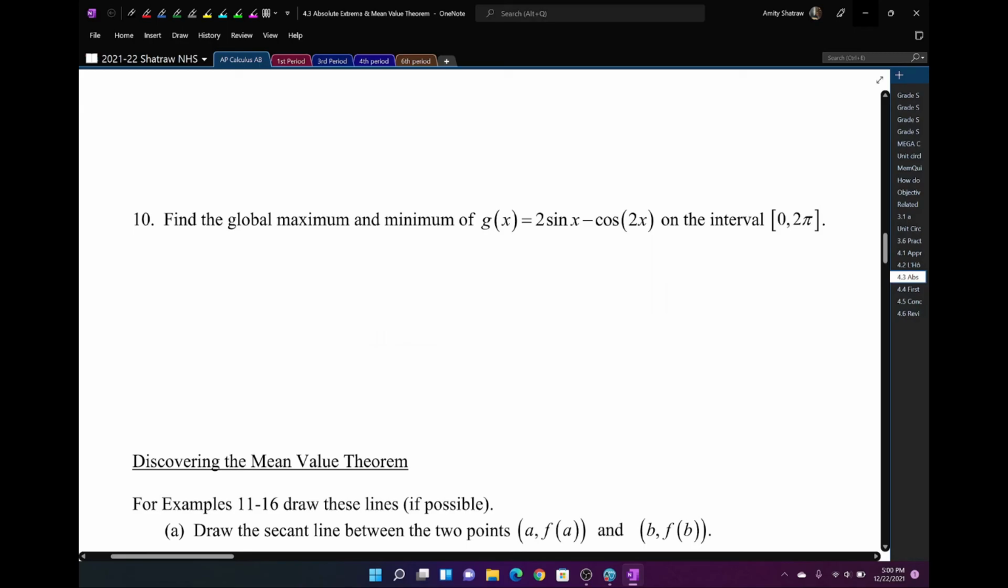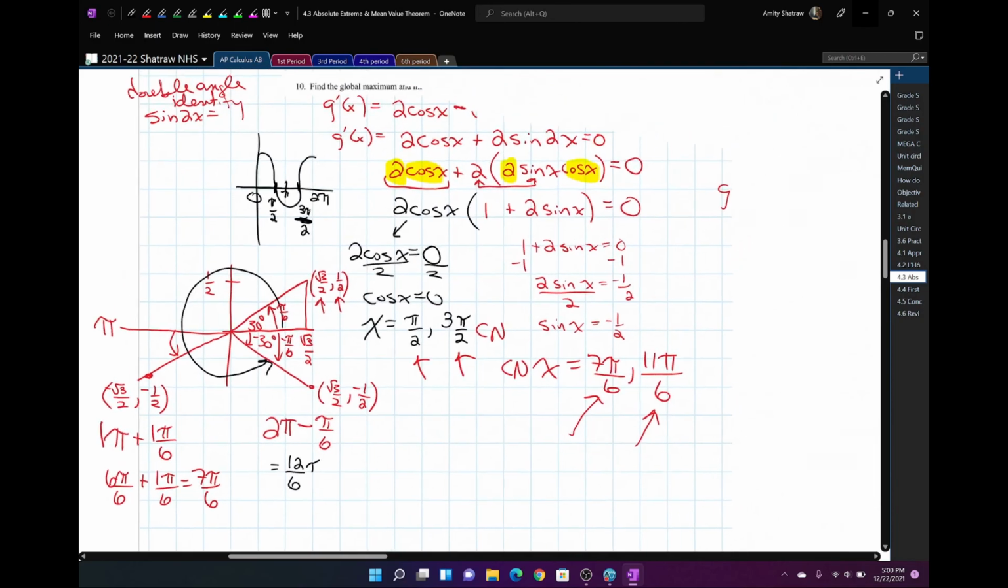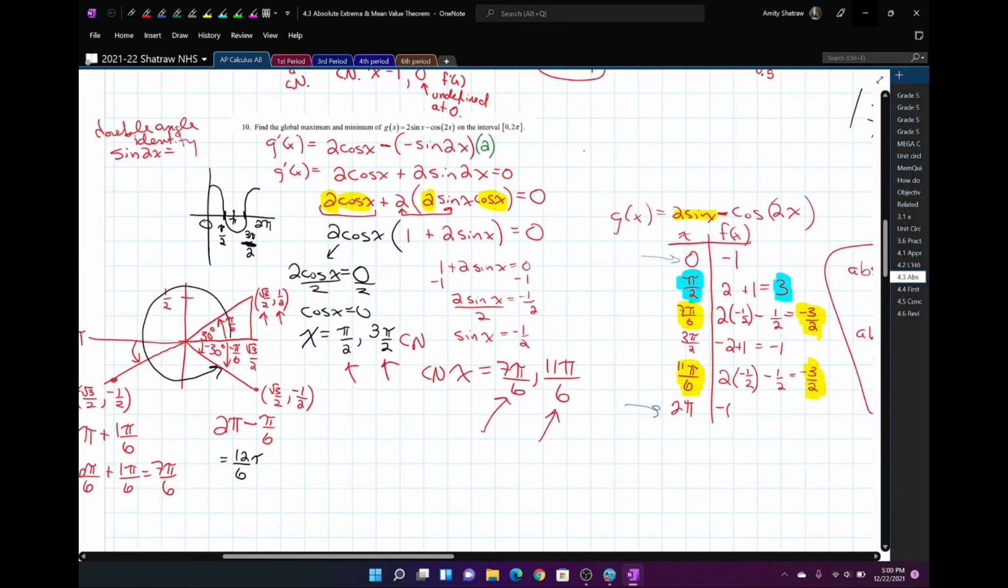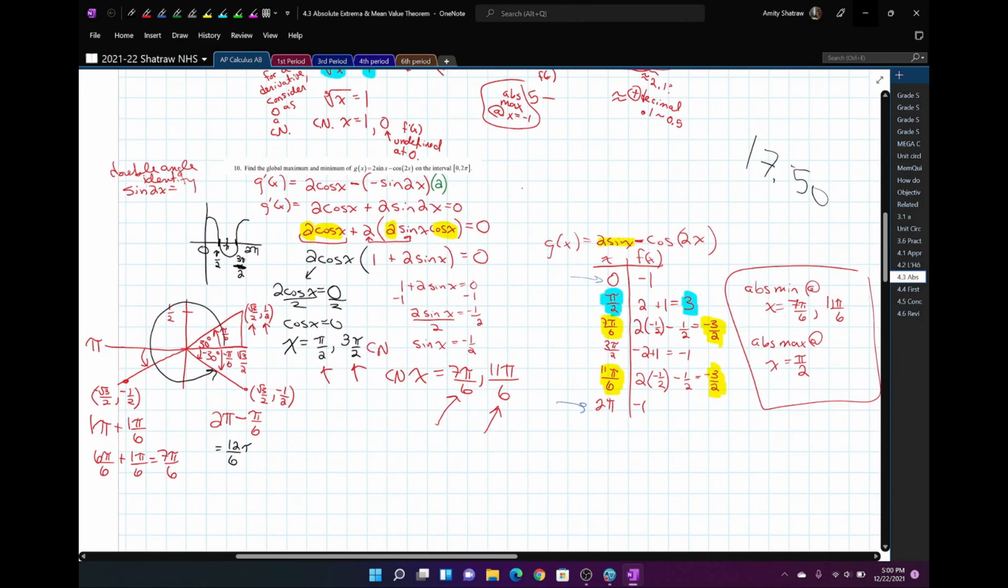So when it comes to number 10, I'll let you know that I spent a while working it out by hand, and this is my work right here. Showing you how to use the unit circle to get my solutions after I found the derivative. I set it equal to 0, I solved it, I found my critical numbers around here-ish, and then using those numbers to make a table, and from that table, finally getting an answer.